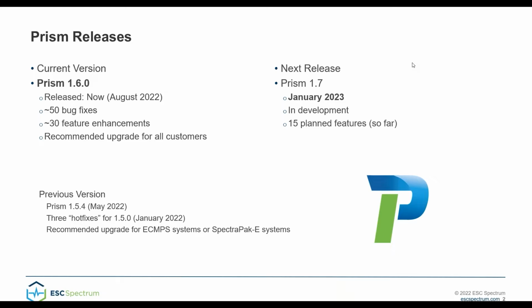After this release, the next scheduled release is Prism 1.7, and that will be, if all goes according to plan, January 2023. So just in a few months, and we're already starting quite a bit on development of that. We've only got 15 planned features in the backlog so far, so we do have room for additional feature requests and enhancements. If you see anything or have anything you would like to see in that, please, as always, let us know.